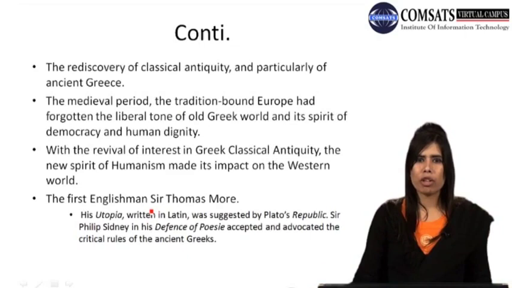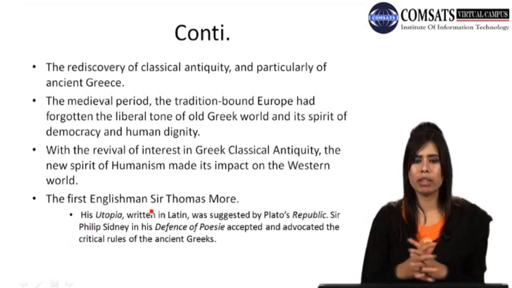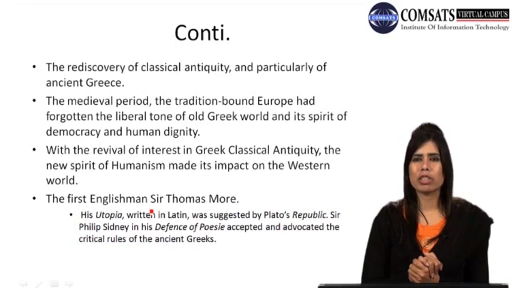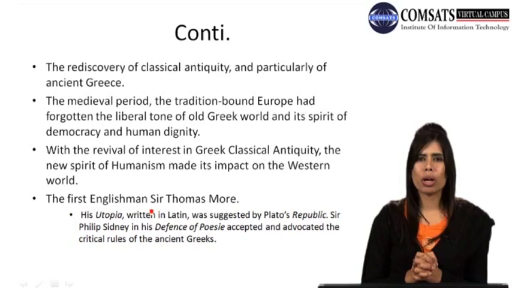The rediscovery of classical antiquity, and particularly of ancient Greece, okay? In the medieval period, the tradition-bound Europe had forgotten the liberal tone of the old Greek world and its spirit of democracy and human dignity. That is why the Renaissance scholars gave the medieval period in the history of English literature the name of the Dark Ages, or the age of the forgotten nation. According to the Renaissance scholars, the medieval period totally forgot the liberal tone of the old Greek world.